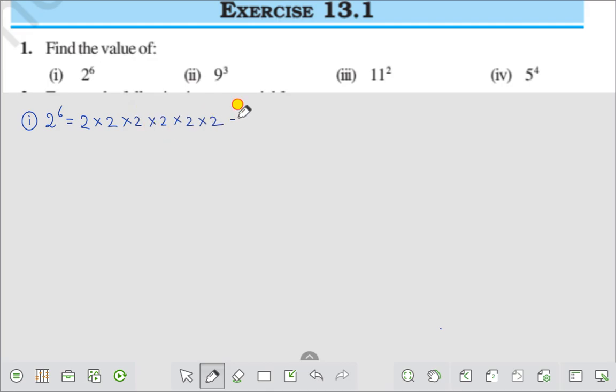If we multiply all these 2s, we will get 2 times 2 is 4, 4 times 2 is 8, 8 times 2 is 16, 16 times 2 is 32, 32 times 2 is 64. That is, the answer is 64. Right? Number 2 is 9 to the power 3.